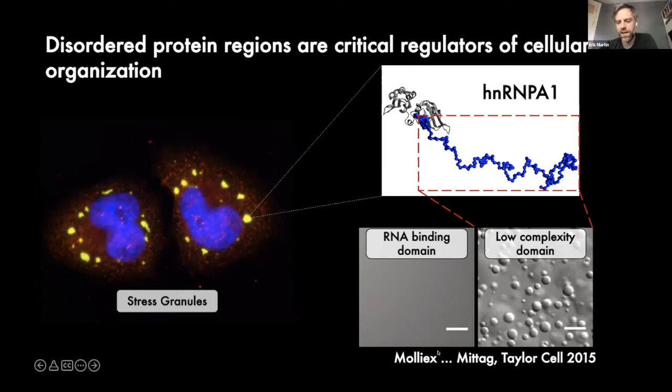So work in Tanya Mittag's lab, in collaboration with Paul Taylor's lab in 2015, dissected this protein and realized that the RNA binding domain was kind of dispensable for its localization to stress granules and its assembly into phase-separated droplets in vitro. But the disordered low complexity domain at the C-terminus of the protein could itself form droplets in vitro. So essentially, the model system that we look at is the isolated, disordered, low complexity domain of the C-terminus of HNRNPA1 as a vehicle to examine the physical properties of phase-separated systems.